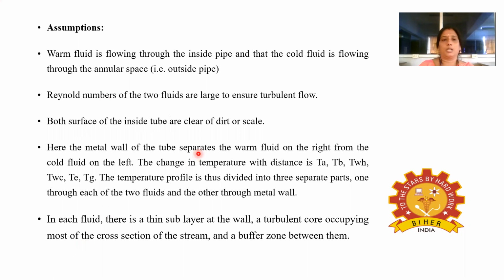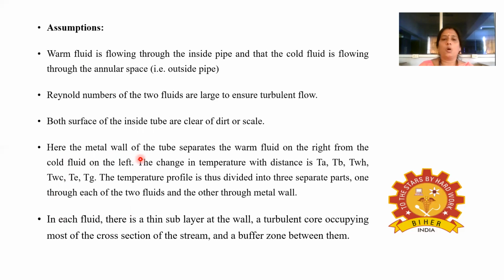Here we assume the warm fluid flows through the inside of the pipe and the cold fluid flows through the annular space outside the pipe. The second assumption is that the Reynolds numbers of the two fluids are large to ensure turbulent flow, because the rate of heat transfer is high in turbulent flow. Both surfaces of the tube, inside and outside, are clean, that is, free from dirt or scale.